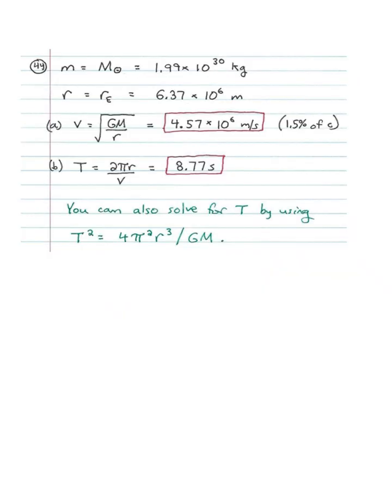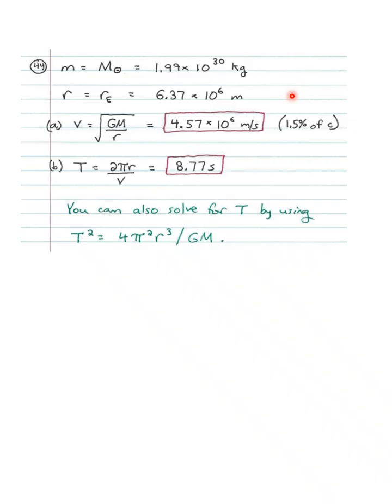Number 44 says, a white dwarf is a collapsed star with roughly the sun's mass compressed into the size of Earth. What would be the orbital speed and the orbital period for a spaceship in orbit just above the surface of a white dwarf? All right, so we're looking at very intense gravity. Just above the surface, that's going to be very, very fast. All right, let's solve this. Mass is the mass of the sun. Radius is the radius of the Earth, and it says we're going to be just above that, so skimming the surface of the white dwarf.